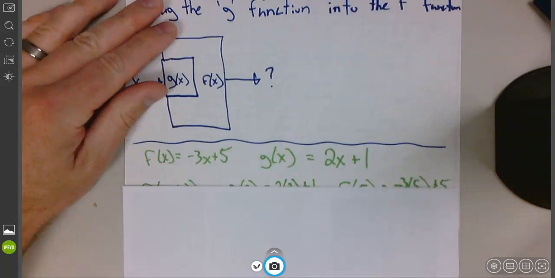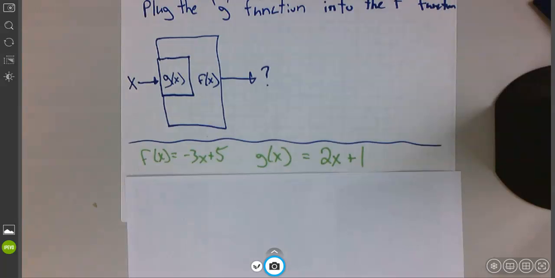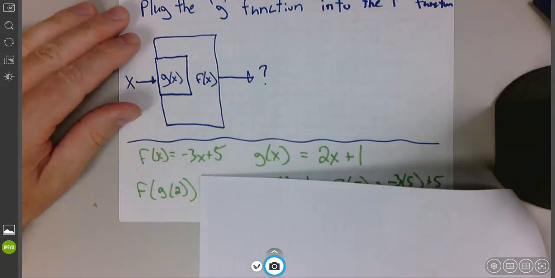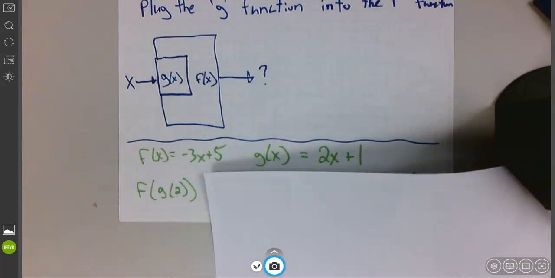So here's our example problem. Here are two functions, f of x and g of x. I would like you to evaluate or figure out what, pretend like you couldn't see that. F of g of 2. What is f of g of 2? Take a minute, hit pause, see if you can come up with it.